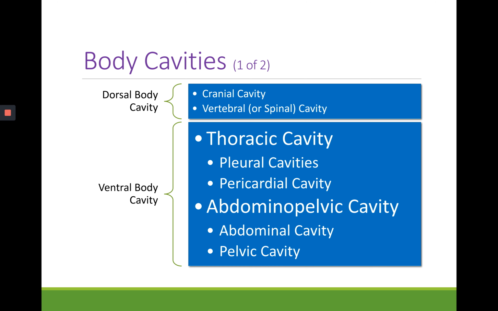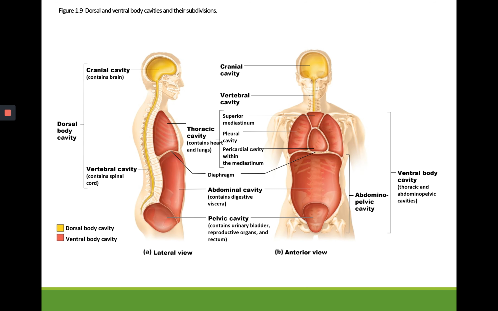So let's look at an image. So move forward. Here you can see that the dorsal body cavity in yellow contains the cranial cavity, which is where your brain sits. And then below that is the vertebral cavity, sometimes called the spinal cavity, but that's where your spinal cord sits. The whole yellow structure is your dorsal body cavity. So the cranial cavity and vertebral cavity are within the dorsal body cavity. They're subdivisions.